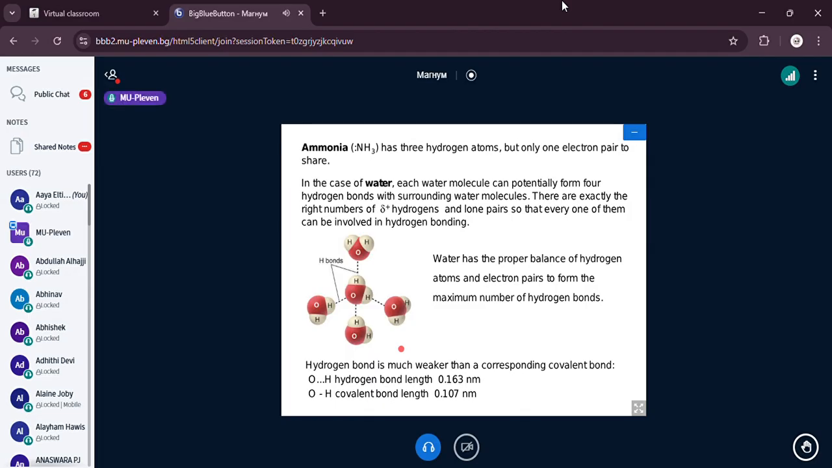Hydrogen bond length is given as 0.16 something, which means the hydrogen bond is longer than a common covalent bond between, for example, oxygen and hydrogen, which is given to be 1.007 nanometers. To be longer means to be weaker than the corresponding covalent bond.